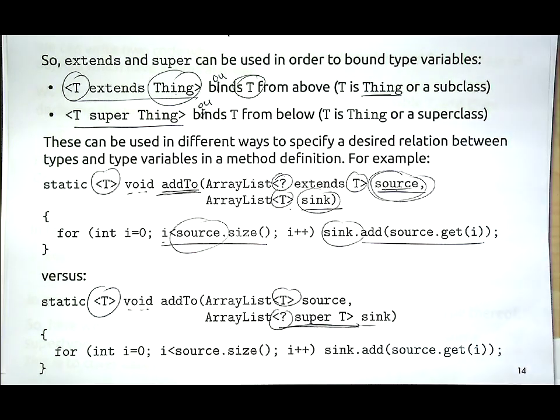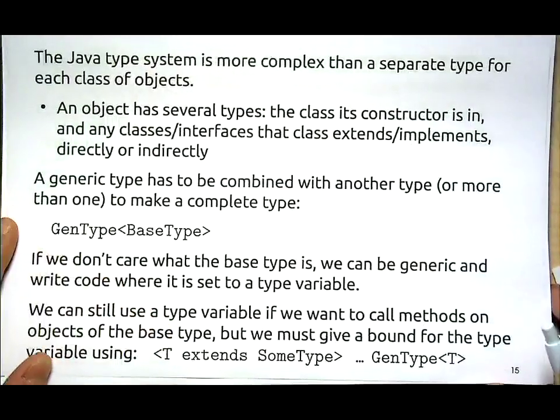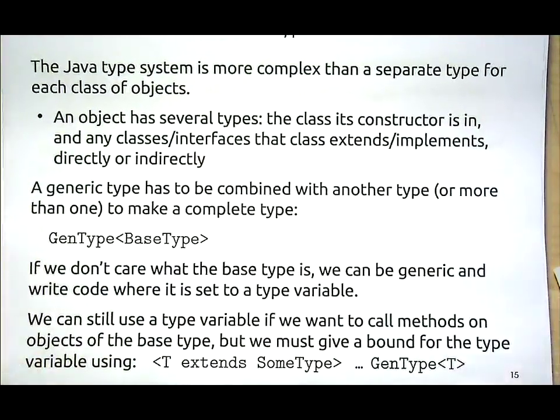So to sum up, to wrap up, what we have seen in last week's lecture and today's is that the Java type system is more complex than saying that each object has a type, given by when you declare a variable of a type and then initiate it with an object, or when you create the object. So an object can have several types.